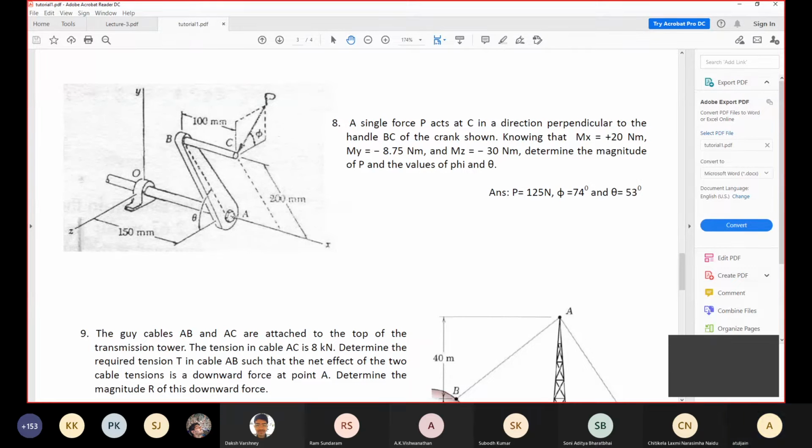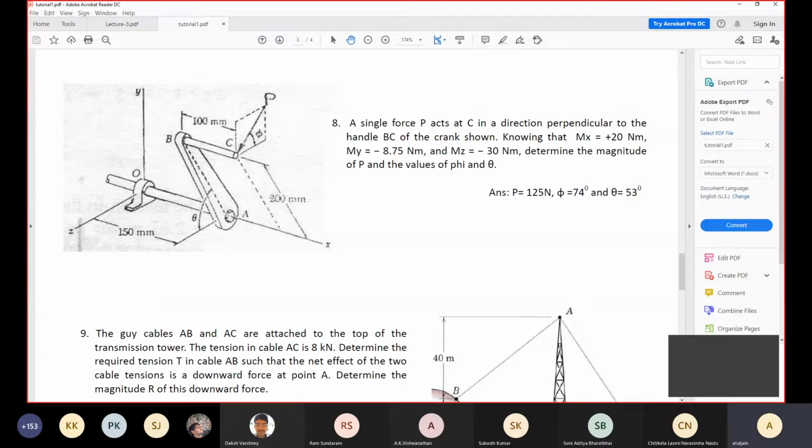it. Calculate the moment about point A, then that moment will have x, y and z components which are given, and you have three unknowns, P, theta and phi, three unknowns, three equations. That is how you solve it, I think. Okay.